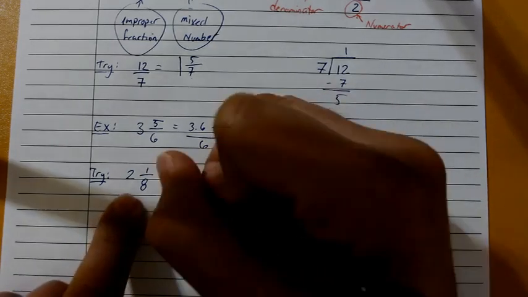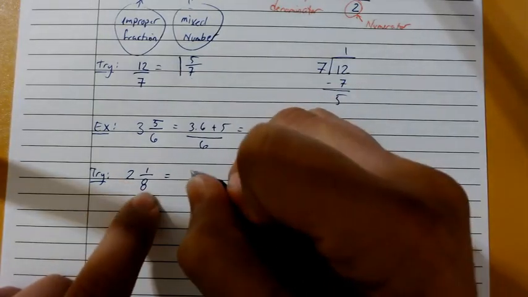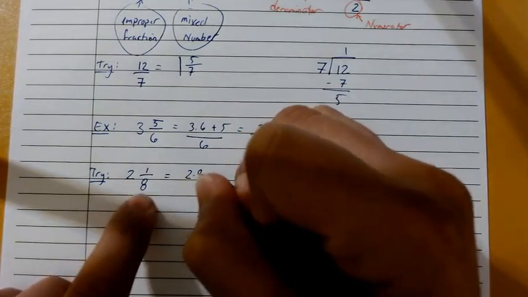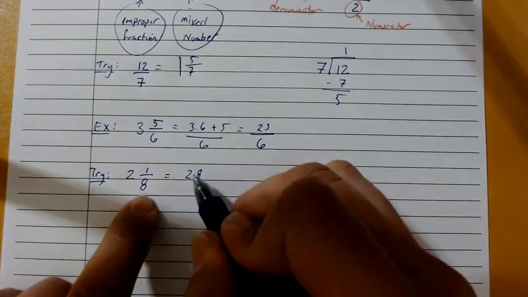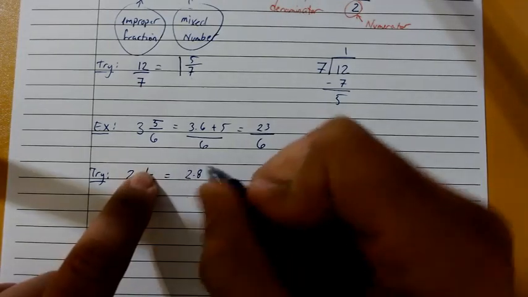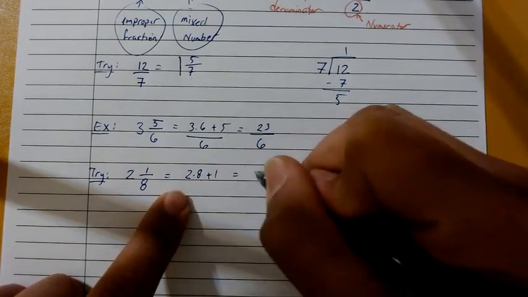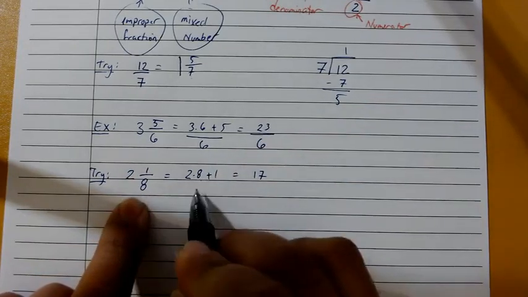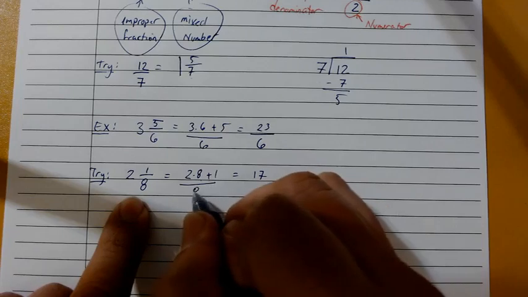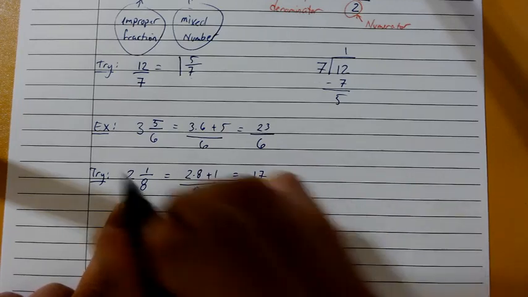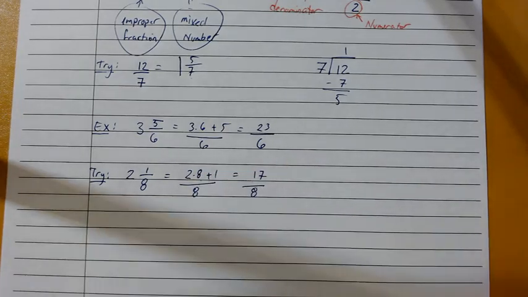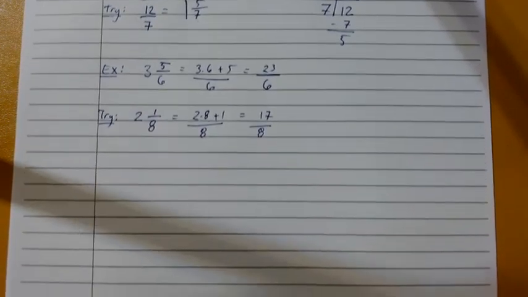All right, so that's going to be 2 times 8, your whole number times your divisor, because there's 2 groups of 8, which gives us 16, plus that extra remainder, 16 plus 1 is 17. Your divisor remains the same. So 2 1/8 is 17/8. And that is the end of our section.